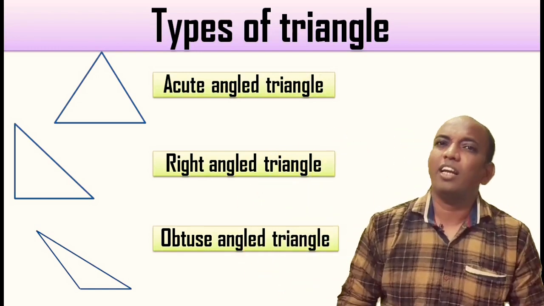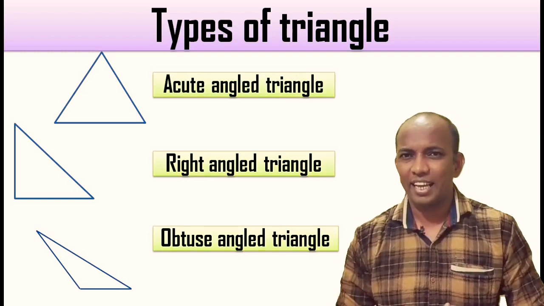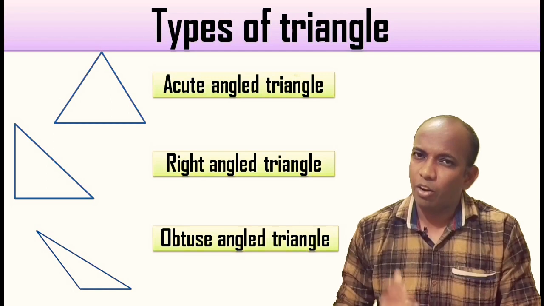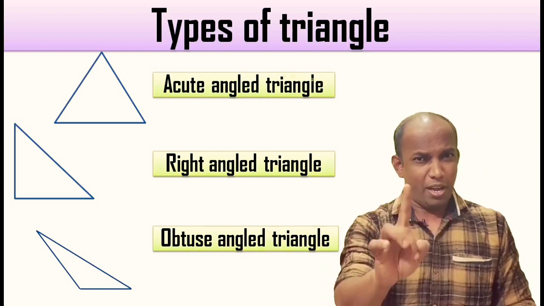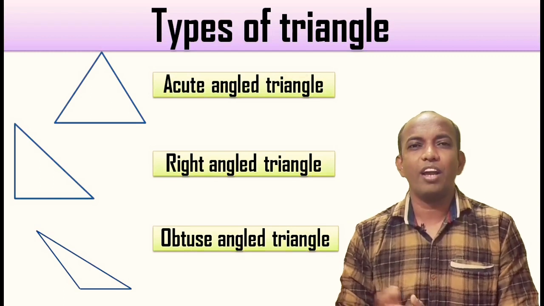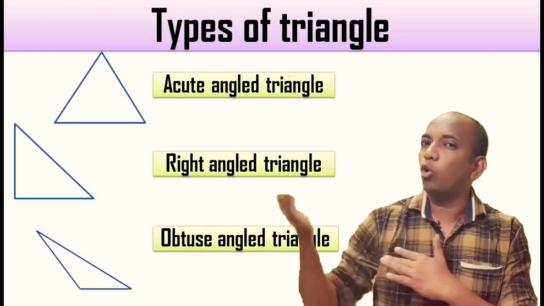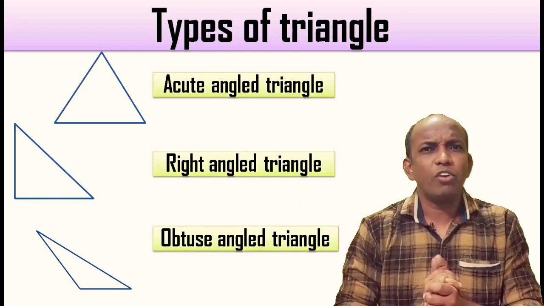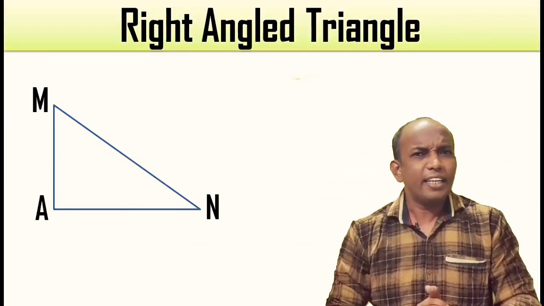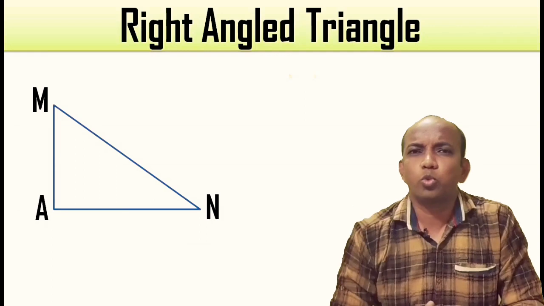Acute angle triangle is a triangle in which all angles are less than 90 degree. Second triangle is right angle triangle, where only one angle is 90 degree, and third one is obtuse angle triangle, where only one angle will be more than 90 degree. But among these three, we are going to focus on, yes, right angle triangle. Why right angle triangle? You will come to know soon.